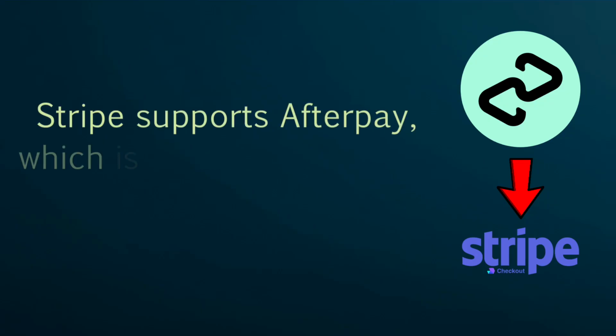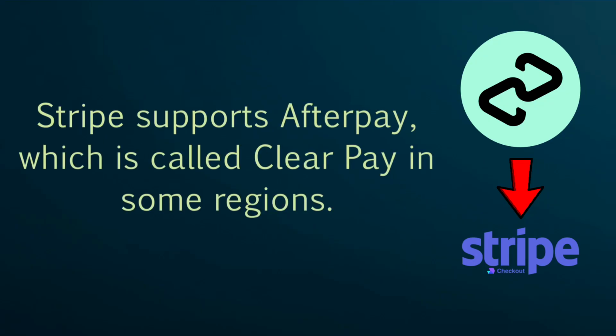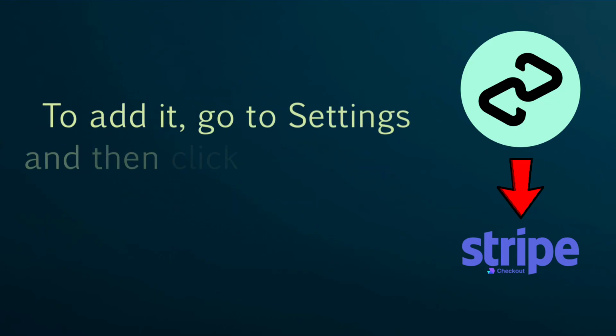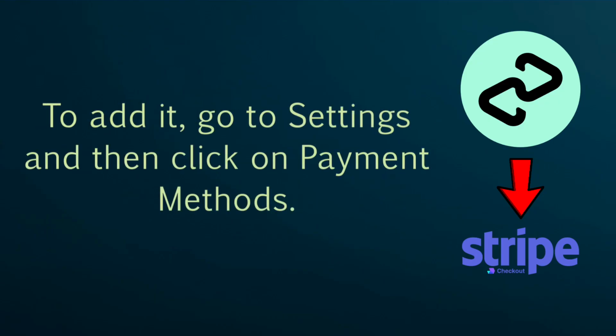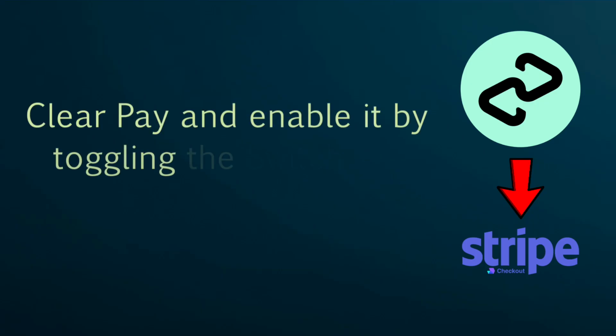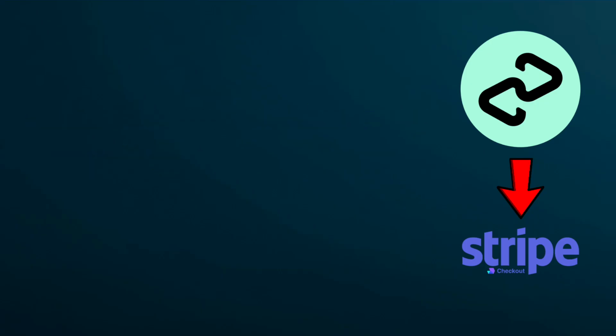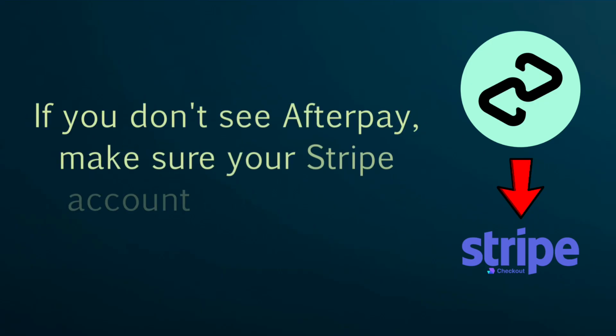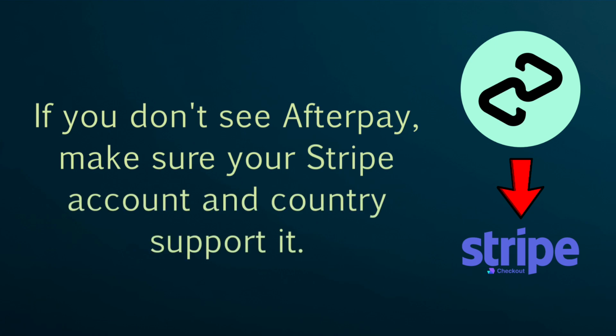Stripe supports Afterpay, which is called ClearPay in some regions. To add it, go to Settings and then click on Payment Methods. Scroll down to find Afterpay/ClearPay and enable it by toggling the switch on. If you don't see Afterpay, make sure your Stripe account and country support it.